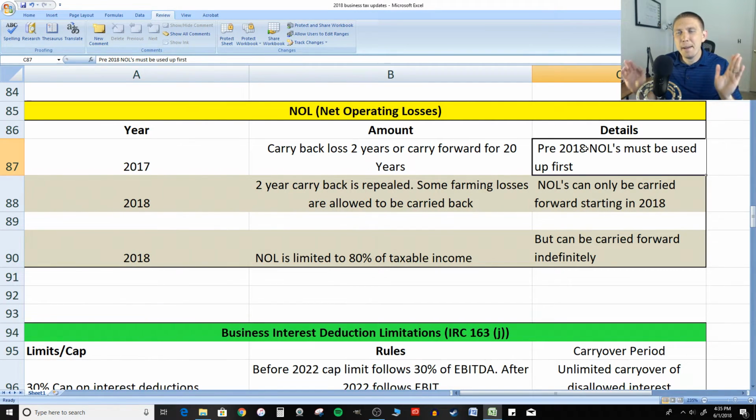Other things to mention, pre-2018 NOLs must be used up first. NOLs can only be carried forward starting in 2018. But remember, guys, the good news is these NOLs can be carried forward indefinitely. So those are some of the changes going on with net operating losses. My advice to you guys is if you have net operating losses that you want to carry back, do them now before you can no longer do it.